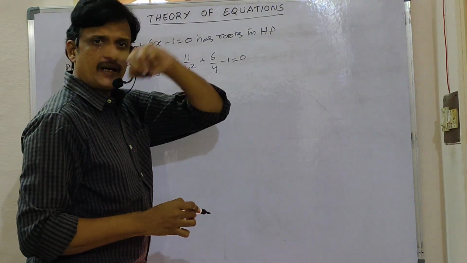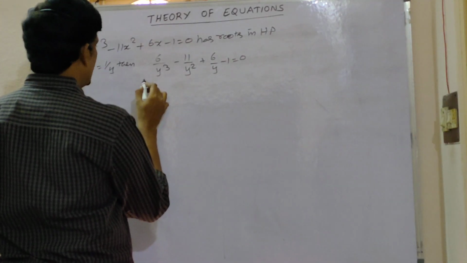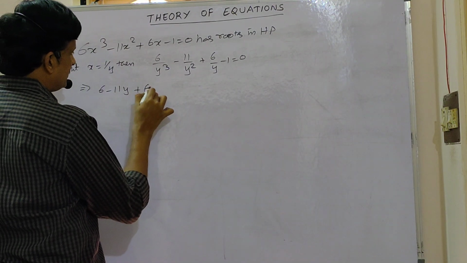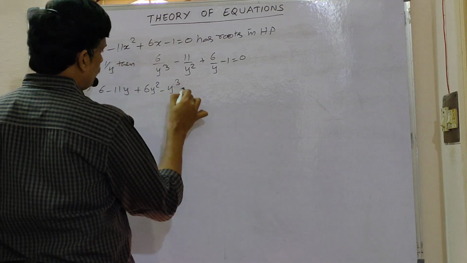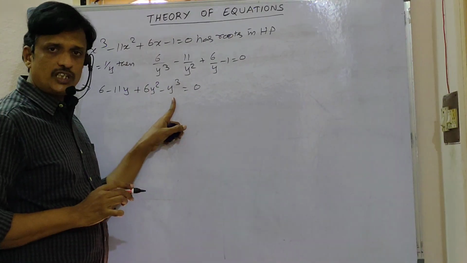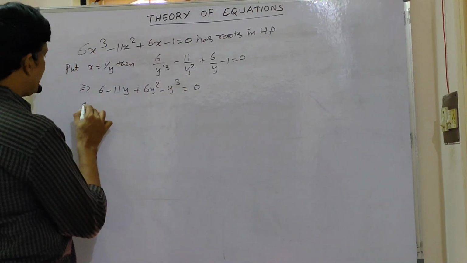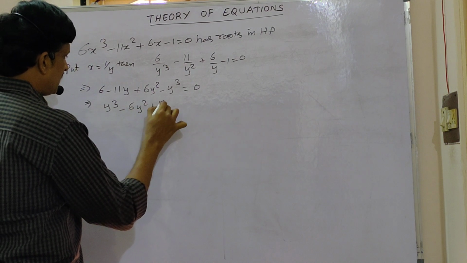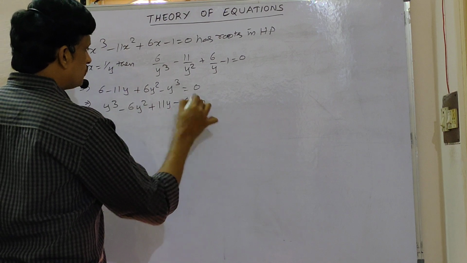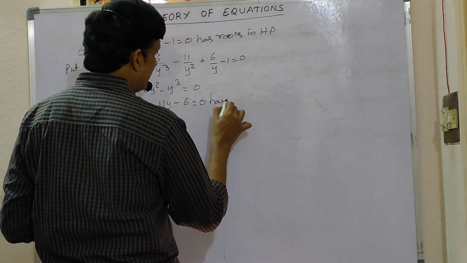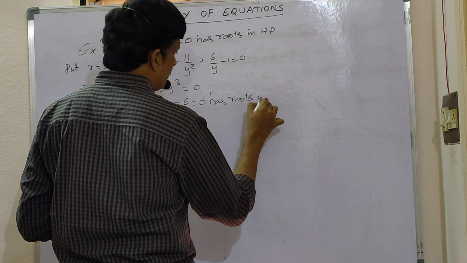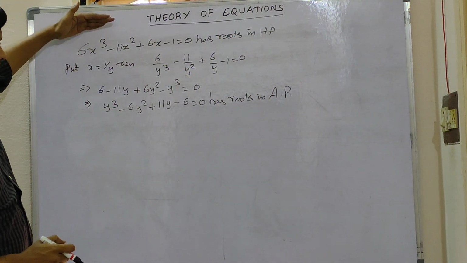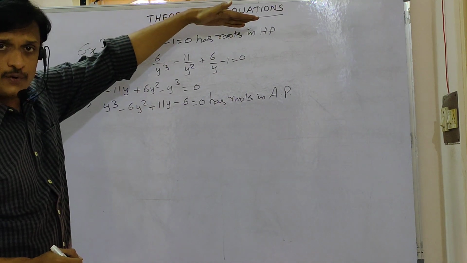Take the LCM y cube and write this in the RHS part. Then you are getting 6 minus 11y plus 6y square minus y cube is 0. But usually the leading coefficient should be 1. So multiply with the negative sign. Then you are getting y cube minus 6y square plus 11y minus 6 equal to 0 has roots in AP.